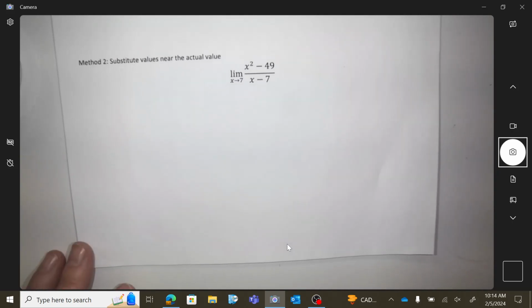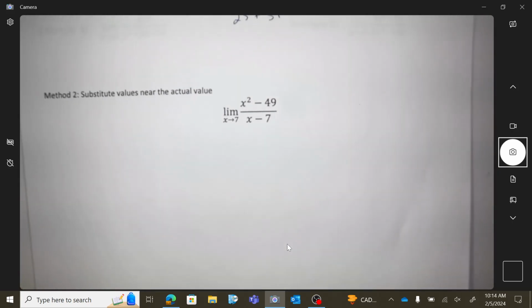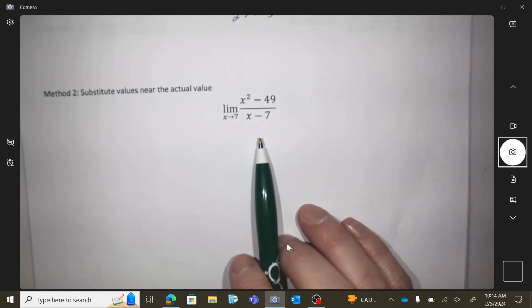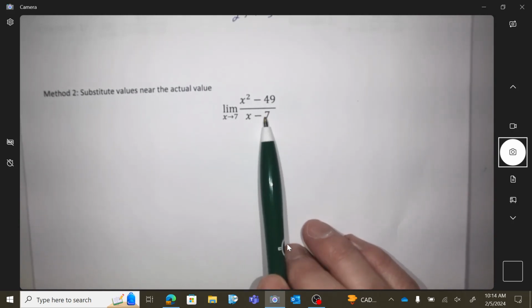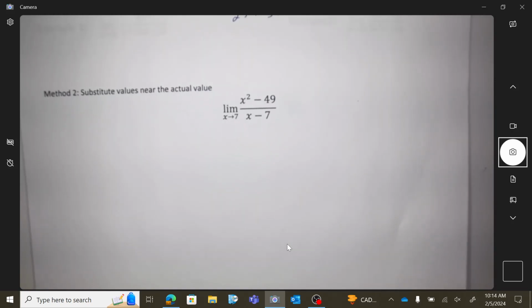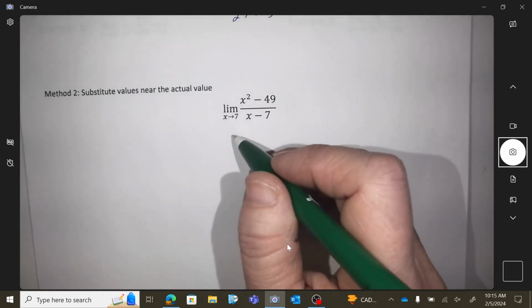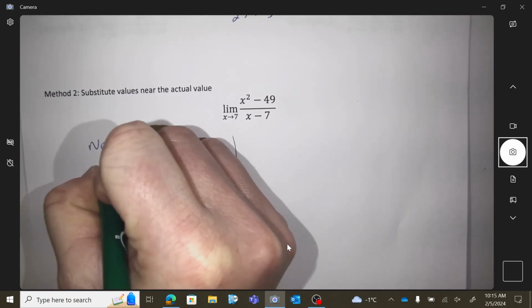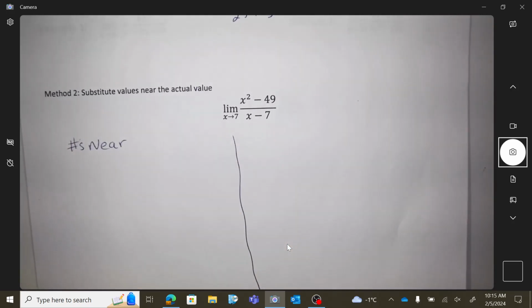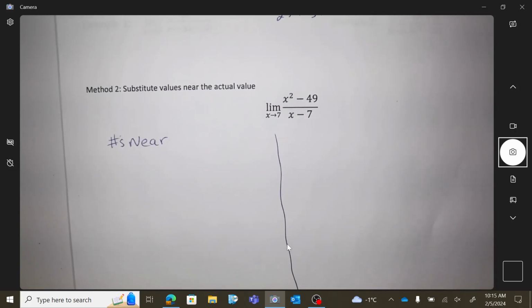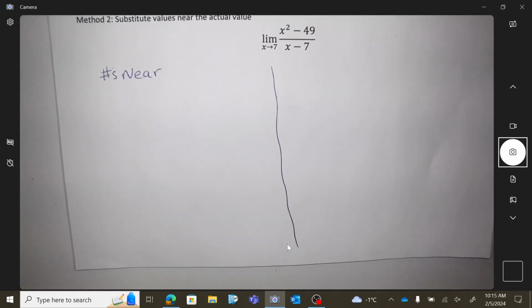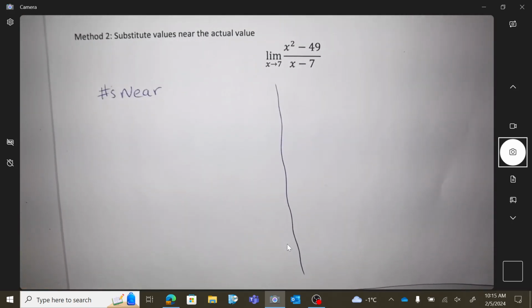Okay, number 2. I can't use substitution. Do you understand why I can't substitute a 7 into this equation? Because then the bottom is 0, which means my answer would say undefined. Okay? So now I'm going to show you 2 different methods. We're going to do the numbers near, so the numbers going towards 7.